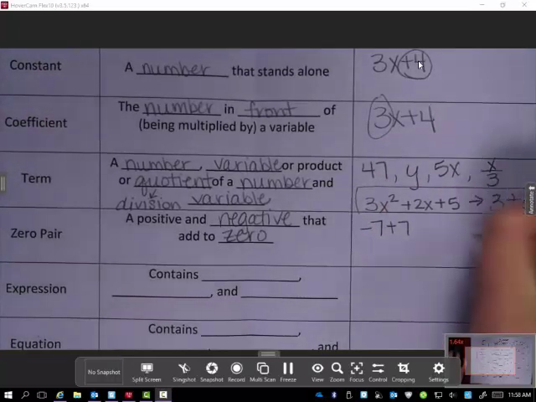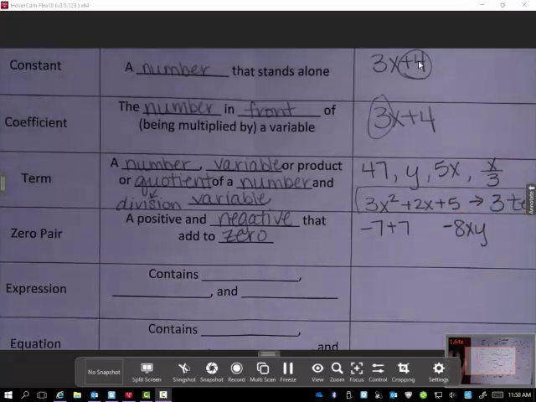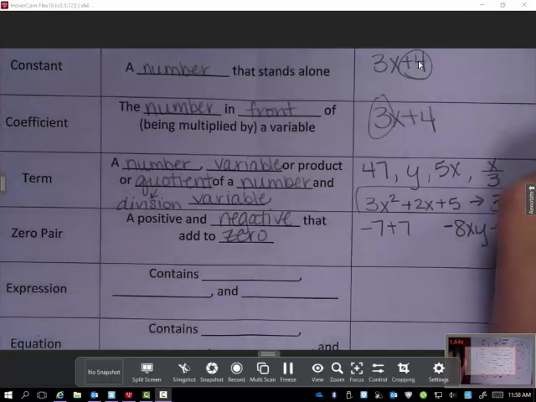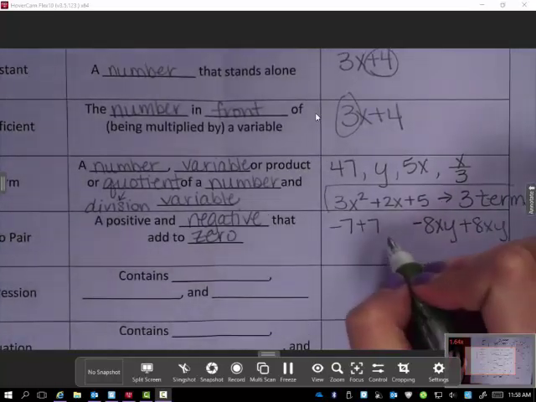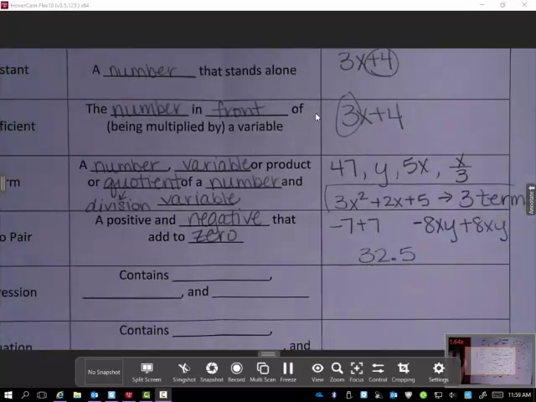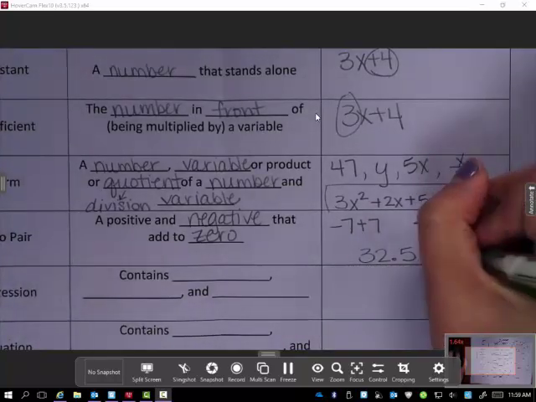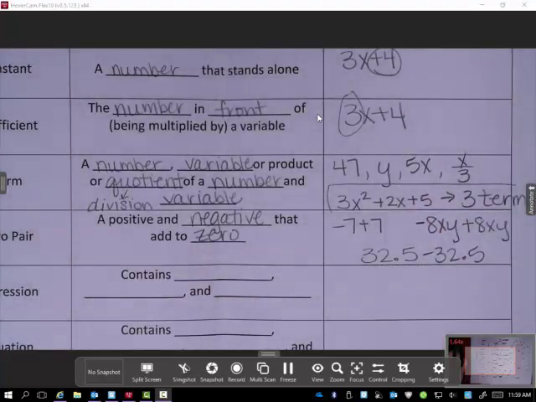0. Okay, what if I have the number or the term -8xy? What would be the 0 pair with that? Positive 8xy. What if I have 32.5? What's the 0 pair with it? Negative 32.5. Okay, so if I give you a negative, what does the other one have to be? And if I give you a positive, the other is negative. Good. All right, questions on 0 pair?